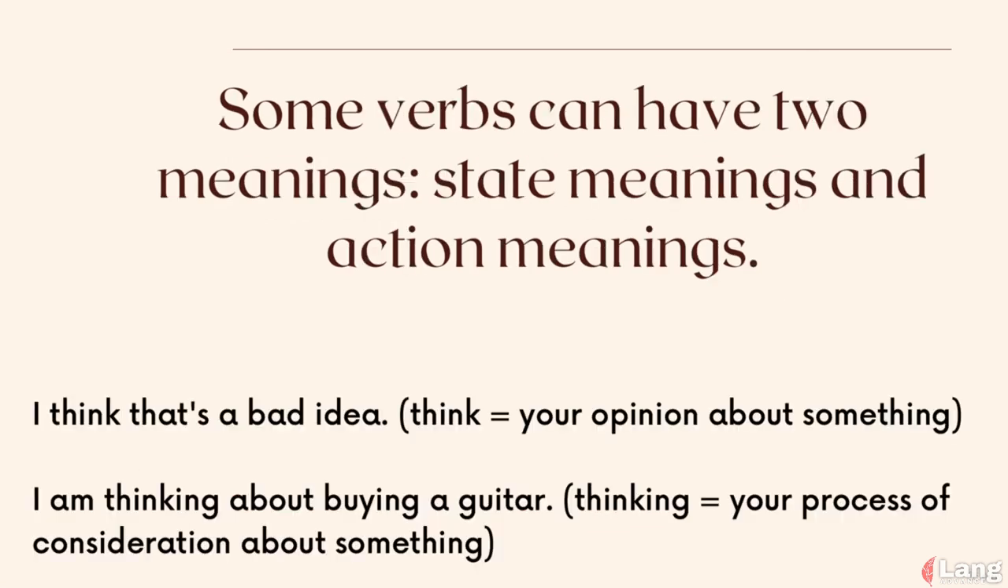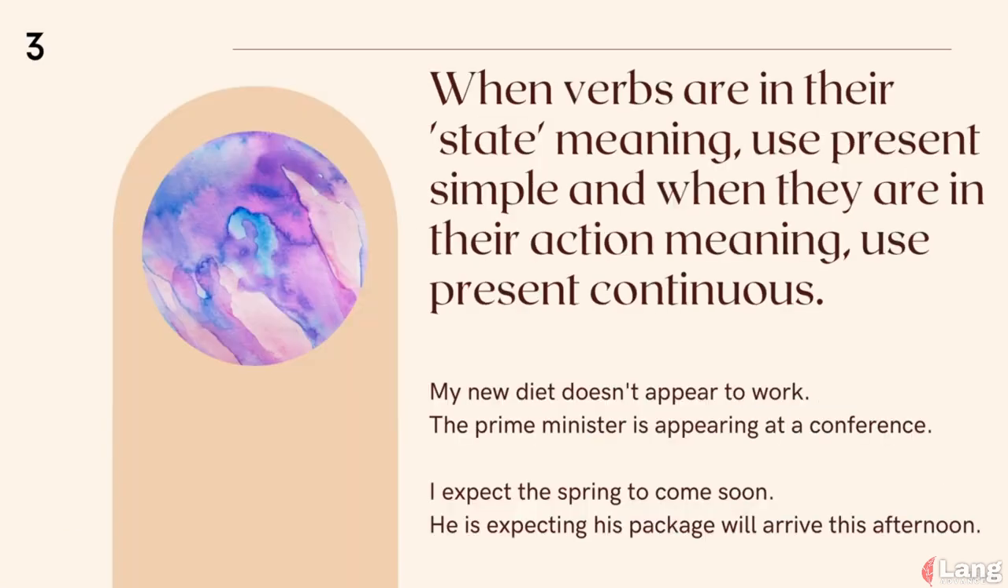Some verbs can have two meanings, state meanings and action meanings. For example, think. I think that's a bad idea. So here, think is not an action, it's a state. It's in my mind. But if thinking is an action, I am thinking about buying a guitar. Here, thinking is the process of considering something. It's the difference between a state and a process. When verbs are in their state meaning, we use present simple. And when they are in their action meaning, we use present continuous.